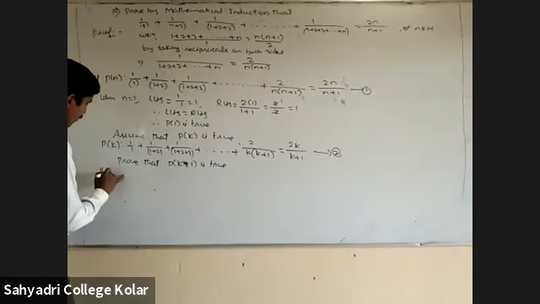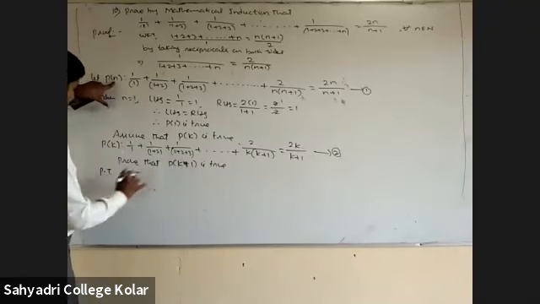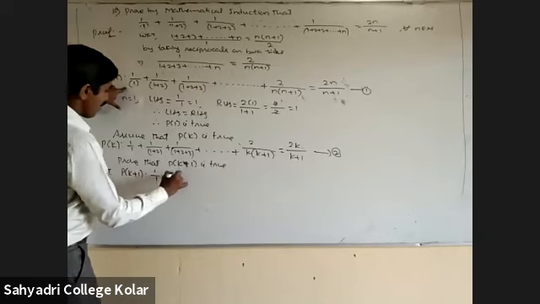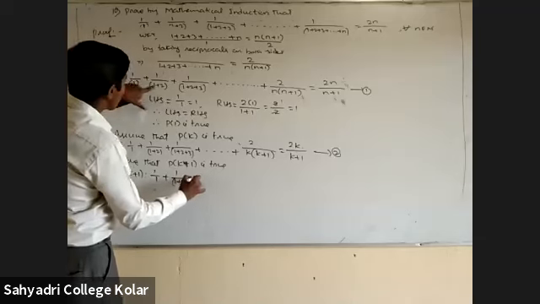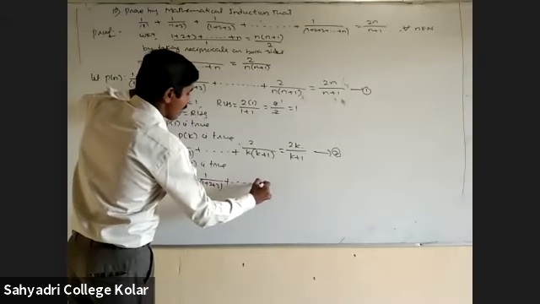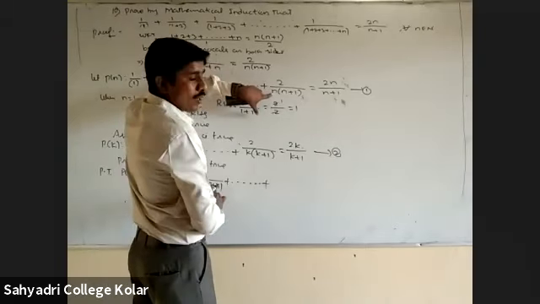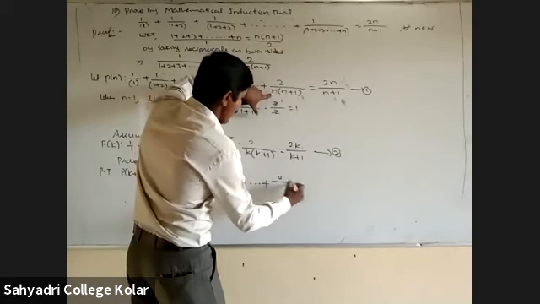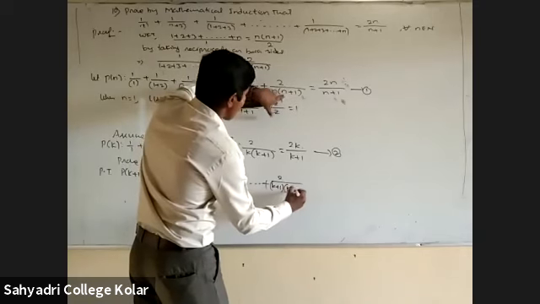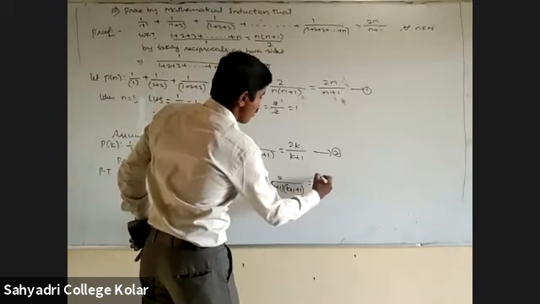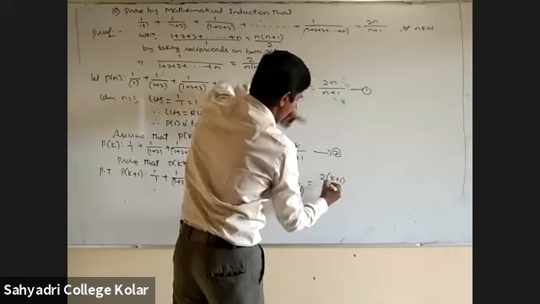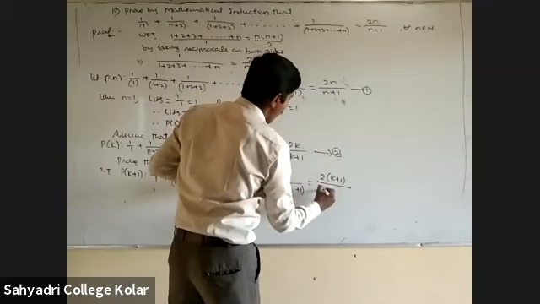That is, prove that by substituting n equal to k plus 1 in equation 1, P of k plus 1 stands for 1 by 1 plus 1 by (1 plus 2) plus 1 by (1 plus 2 plus 3) plus so on, up to 2 by (k plus 1) into (k plus 1 plus 1) on the left side. On the right side, 2 into (k plus 1) divided by (k plus 1 plus 1).